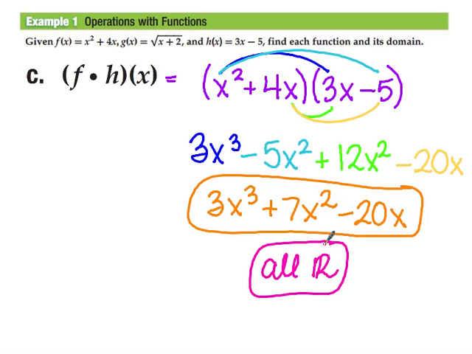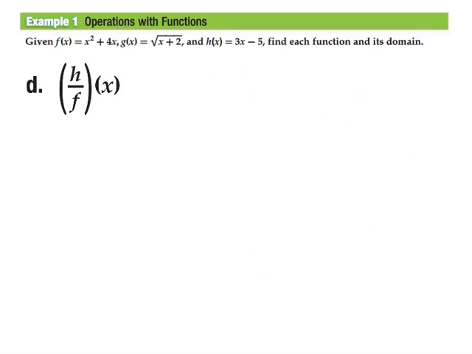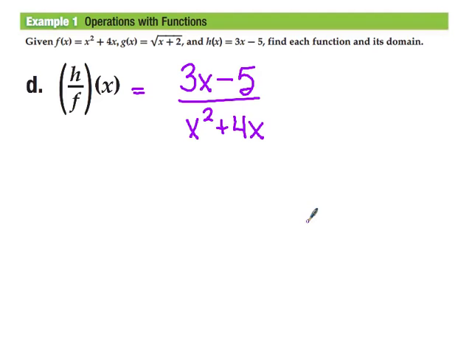The only time you're going to have something that's not all reals is when you have a fraction or when you have a square root. Okay? Gotcha. So let's look at this one, and here we are. There's our fraction. So we have h divided by f of x. We have h of x on the top. So I've got my 3x minus 5 on the top. What goes on the bottom? X squared plus 4x. Now, can you simplify that at all?